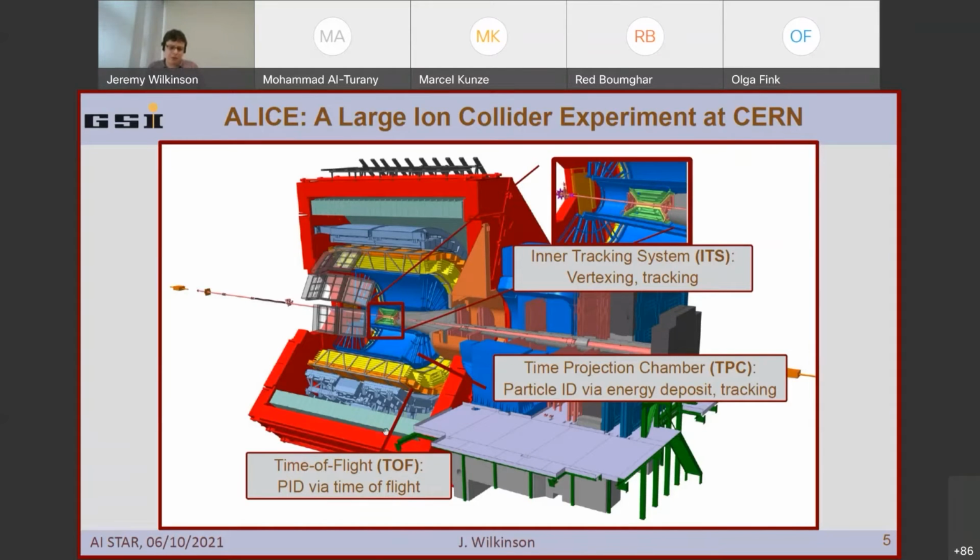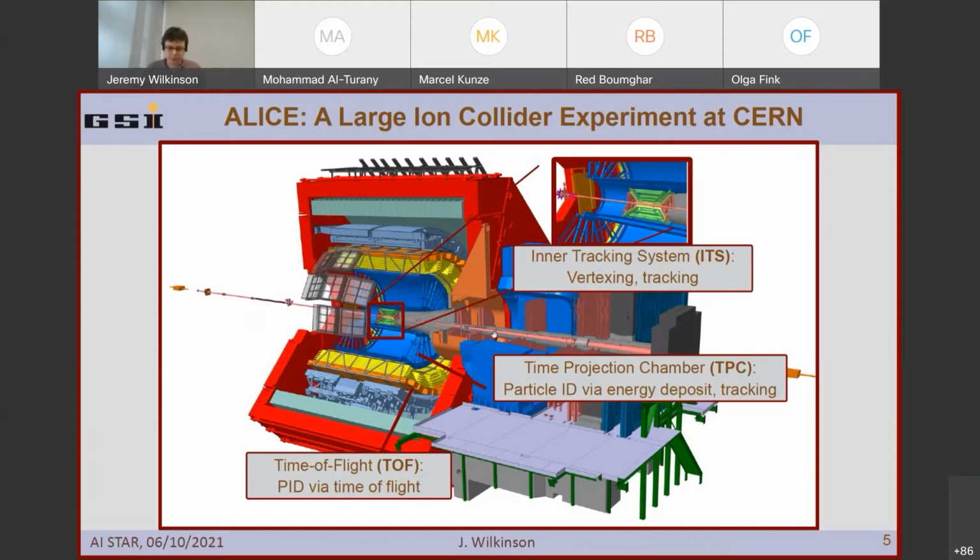And then further outwards, we have the time of flight detector, which can measure the flight times of particles with a resolution of about 60 picoseconds. This also, in conjunction with knowledge of the particle's momentum, lets us determine the mass and therefore the identity of individual particles.